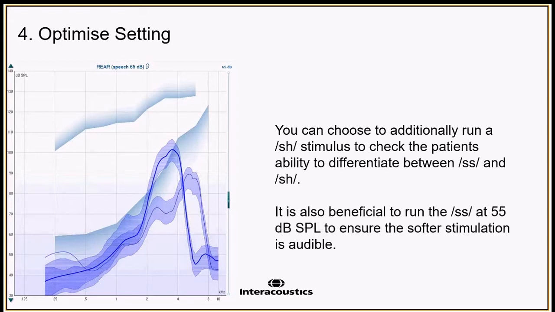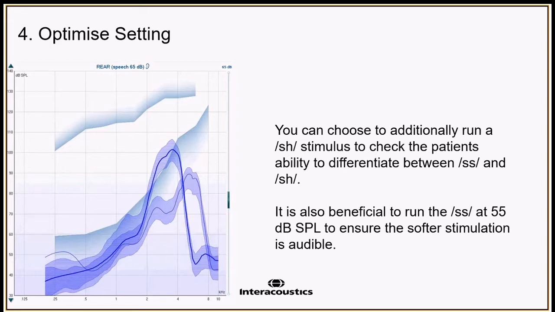Finally, it's also a benefit to be able to run this special SS signal at a lower intensity. In all of these examples, we've been running them at 65 dB, which is average speech, but it's also nice to play this at a lower intensity to just check that the softer stimulations of this are also audible or not irritating for them.